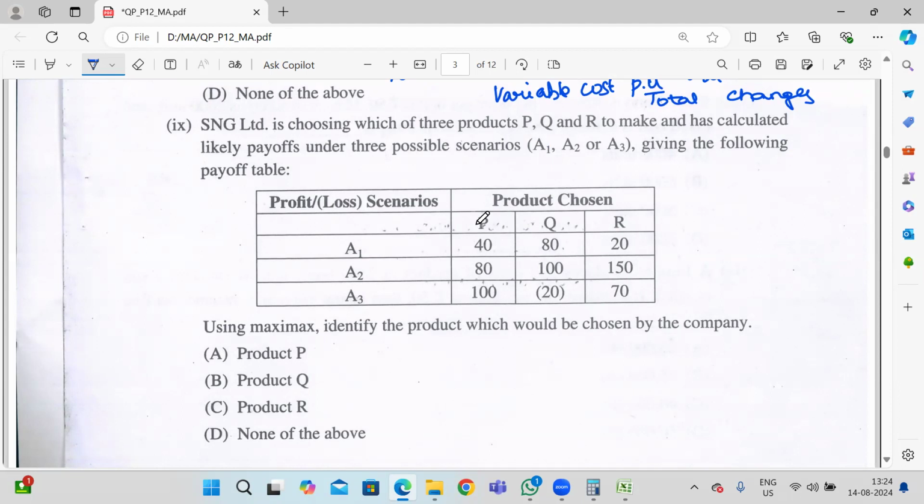If I'm choosing P, what will be my profit? 40 plus 80 plus 100, that will be around 220. If I'm choosing Q, 80 plus 100, 180, here it should be 160. Whereas if I'm choosing R, 170, 240, I will be getting 240. Using the Maximax technique, I will be choosing R only. So product R will be the right option so that I will be getting maximum profit.